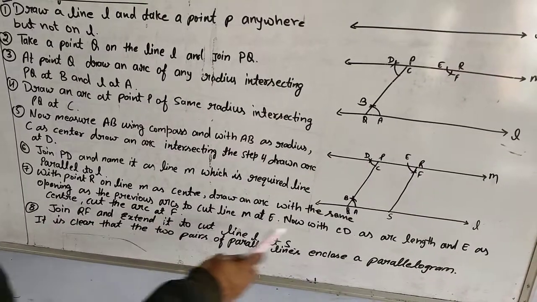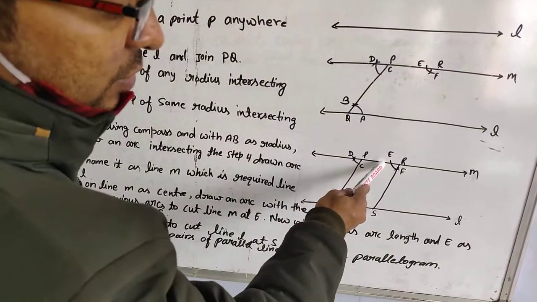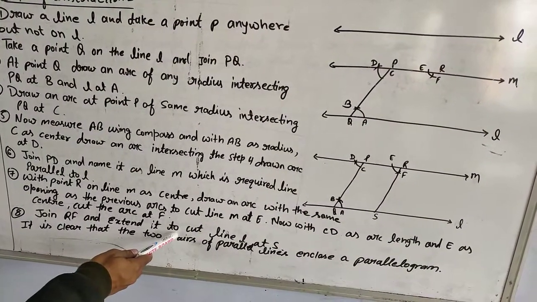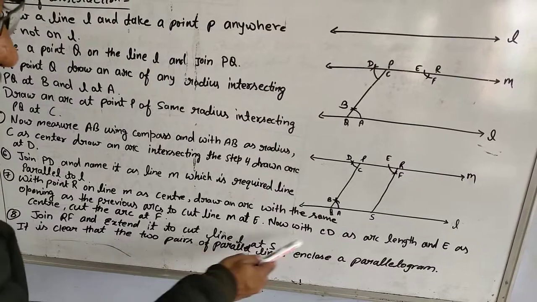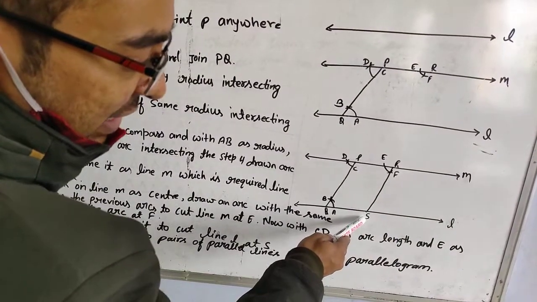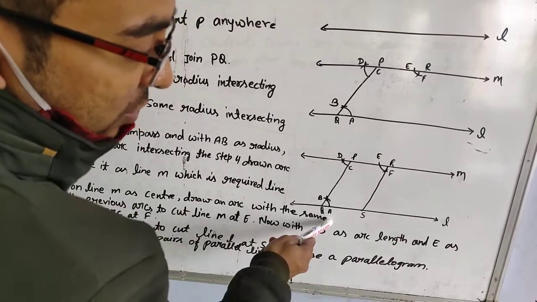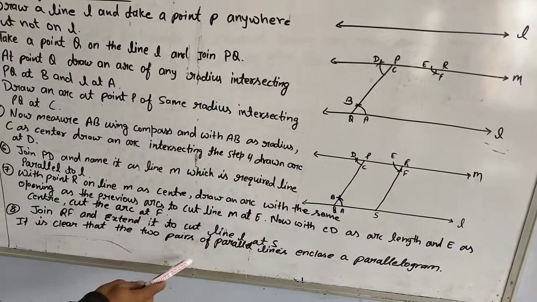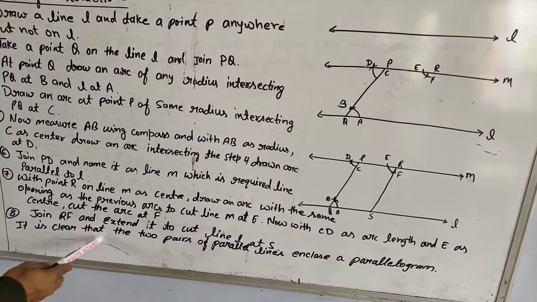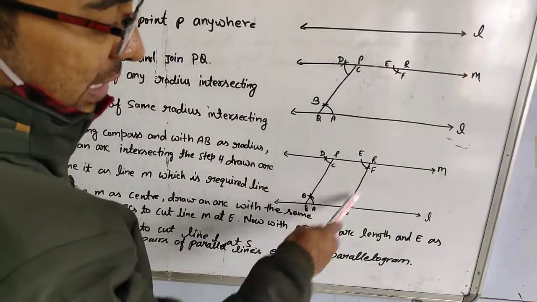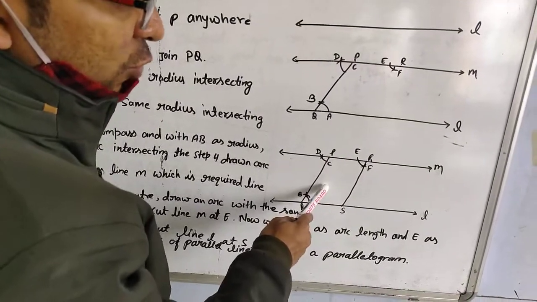Join RF and extend it to cut line L at S. So both pairs of lines are parallel. It is clear that two pairs of parallel lines enclose a parallelogram. So this diagram is called a parallelogram.